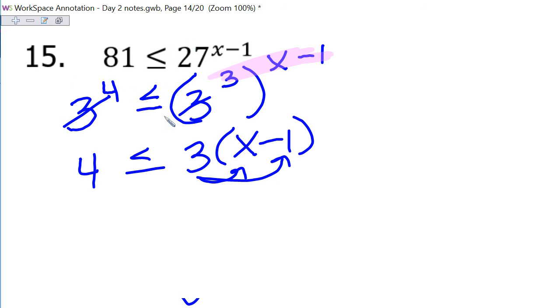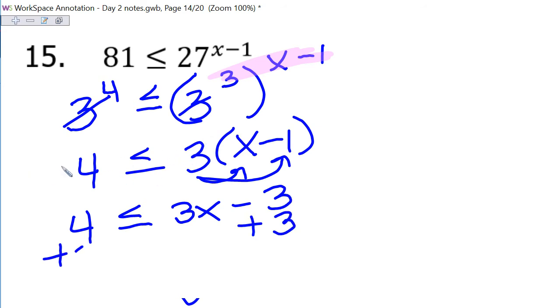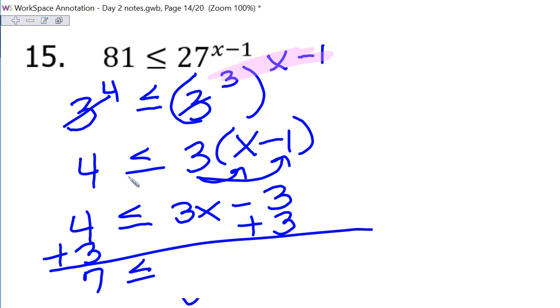Distributing the 3, what's 3 times x? 3x. And what's 3 times negative 1? Minus 3. What's next? Add 3 to both sides. What's 4 plus 3? 7 is less than or equal to 3x. What's the last step? Divide both sides by 3. So we have x. We still keep the less than or equal to 7/3.